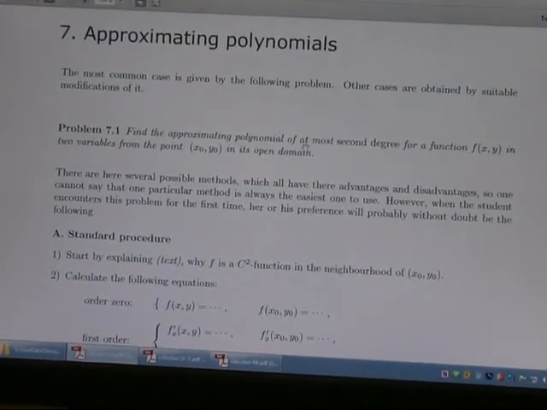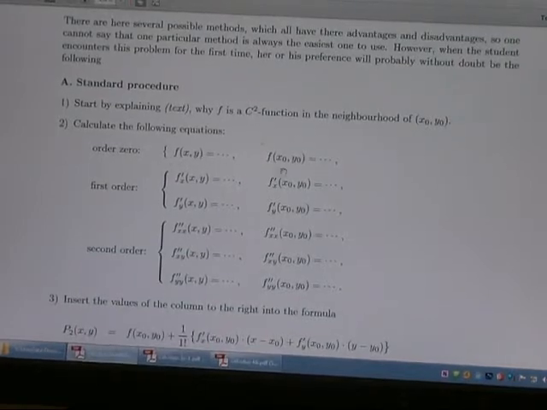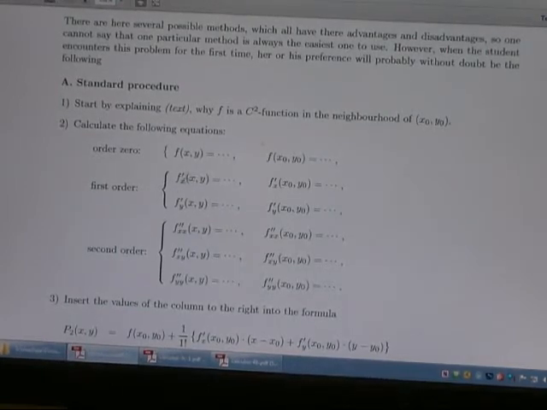Now, next we're talking about the approximating polynomial. Approximating polynomial: order 0 is the f(h,y) function; first order is f(h,y) and f(y)(h,y); second order is f(hh)(h,y), f(hy)(h,y), and f(yy)(h,y). Those are the standard procedure equations for polynomial differentiation.